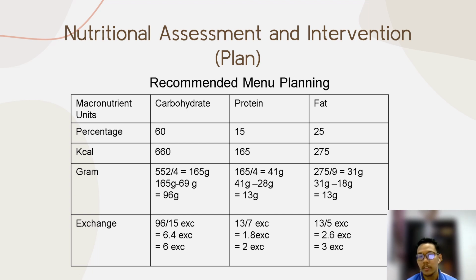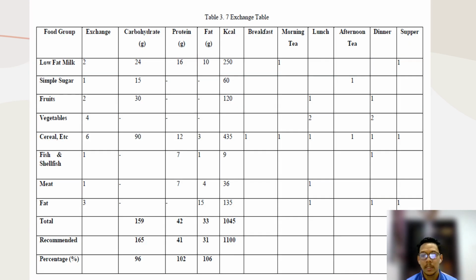As for the recommended menu planning, we can see right here the macronutrients: carbohydrate, protein, and fat. For the percentage, 60 for carbohydrate, 15 for protein, and 25 for fat. So all of this contributes to 6 exchanges of carbohydrate, 2 exchanges of protein, and 3 exchanges of fat. This is the exchange table done using the calculated exchange from the previous slide.